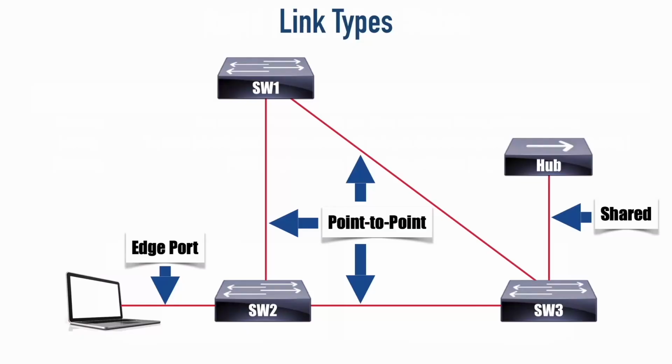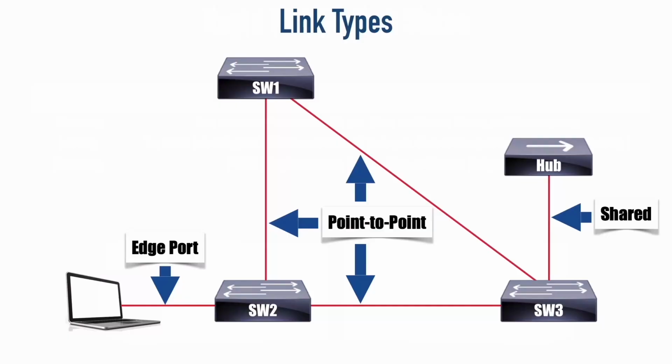Shouldn't that be a point-to-point link type? Well, actually, it is a point-to-point link type, but it's a special type of port on that point-to-point link type. It's an edge port. How do we make that port an edge port? We configure something we talked about in our CCNA studies called port fast.